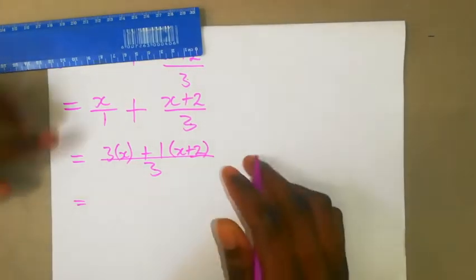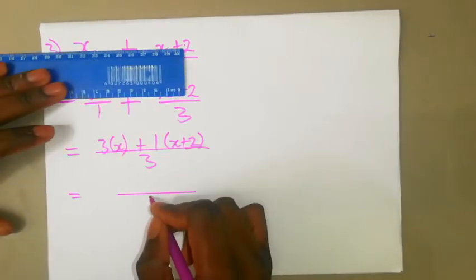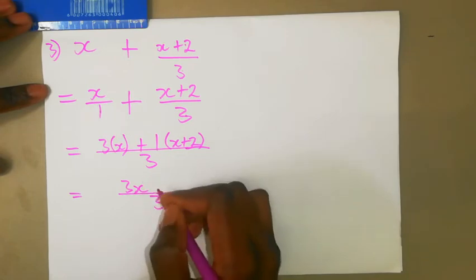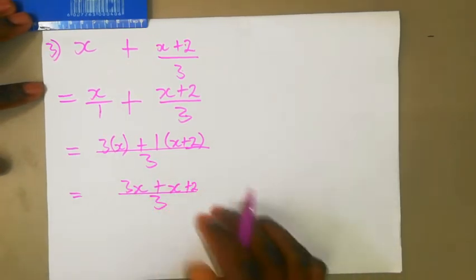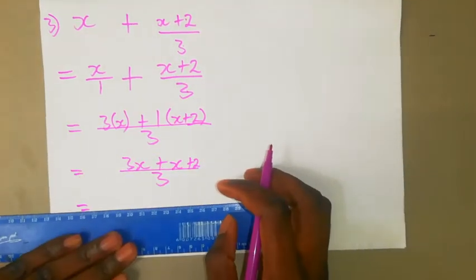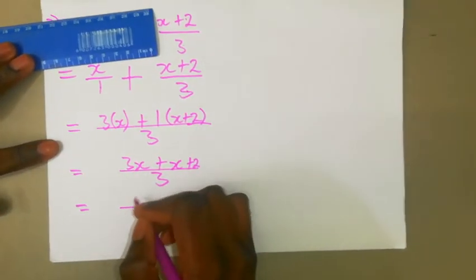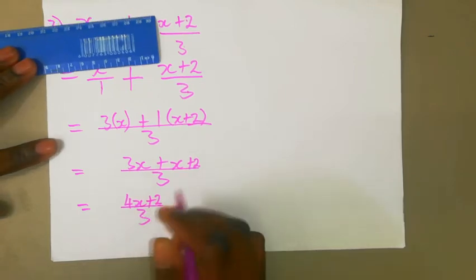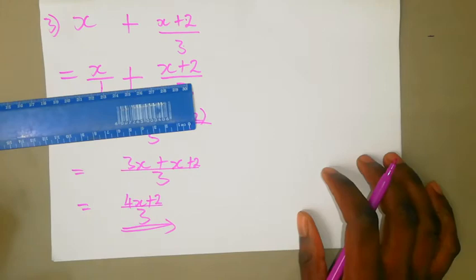So it's equals to common denominator 3. Then I'm having my 3x plus x plus 2. I have my like terms already there, so it's equals to 3x plus x, that's 4x plus 2 all over 3. That is my answer. I'm done there.